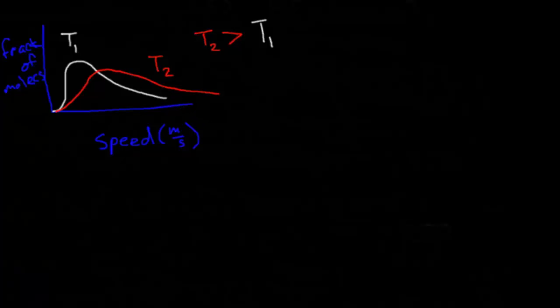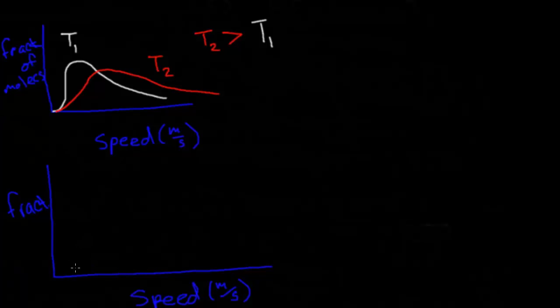Now let's think about what happens with molecular weight. We've seen that average speed from our equations goes as 1 over the square root of the molecular weight. So we're going to sketch out another set of axes here. Again, speed and fraction of molecules. To save time, I'll just write that as fract. Now let's look at two different speed distributions for two different molecules. Let's say that this is the curve for O2 gas. And now we want to look at a different curve for a different molecule. Let's look at helium gas.